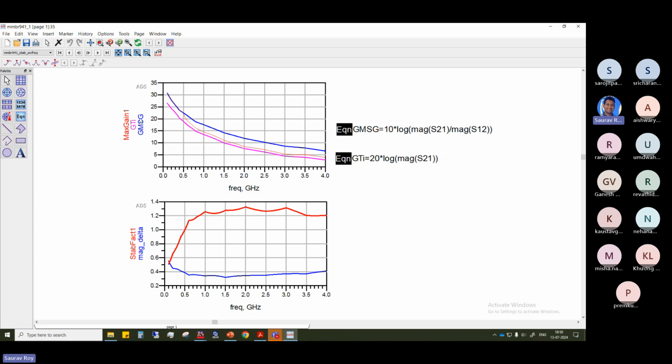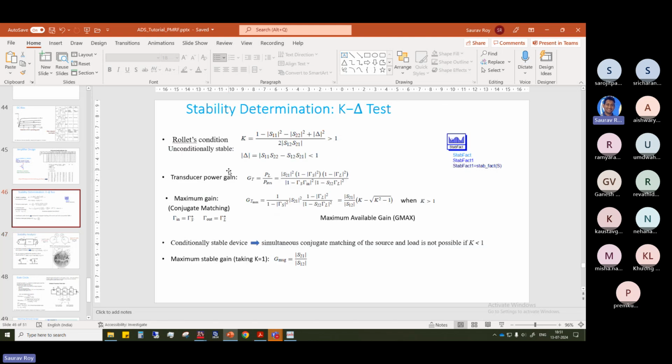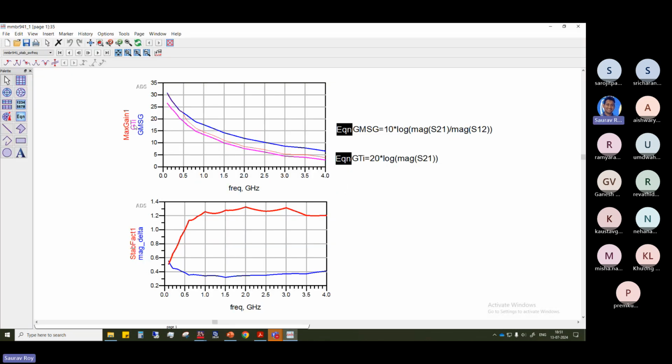First of all, we plotted three gains. Maximum gain is this one. If it was stable and conjugate matching is there, then this is the maximum gain we could have achieved. But because it was not stable, we have to go with the maximum stable gain, MSG. And what is even more normal is the transducer power gain, or GT. So now these three have been plotted here: GT, MSG and maximum gain.